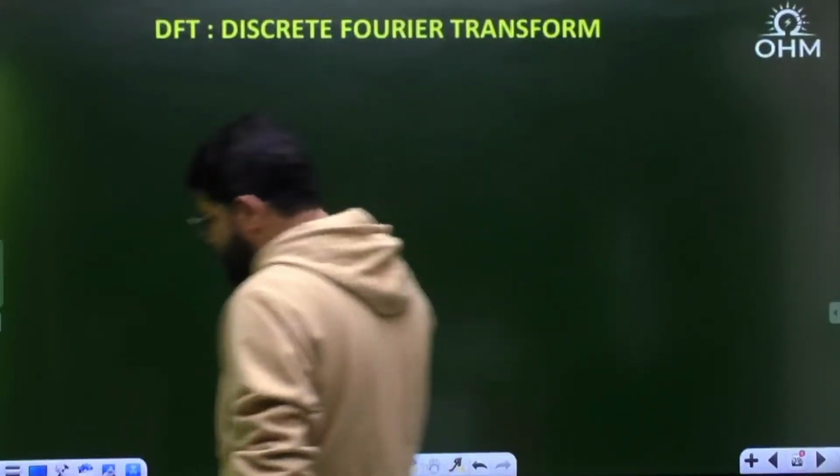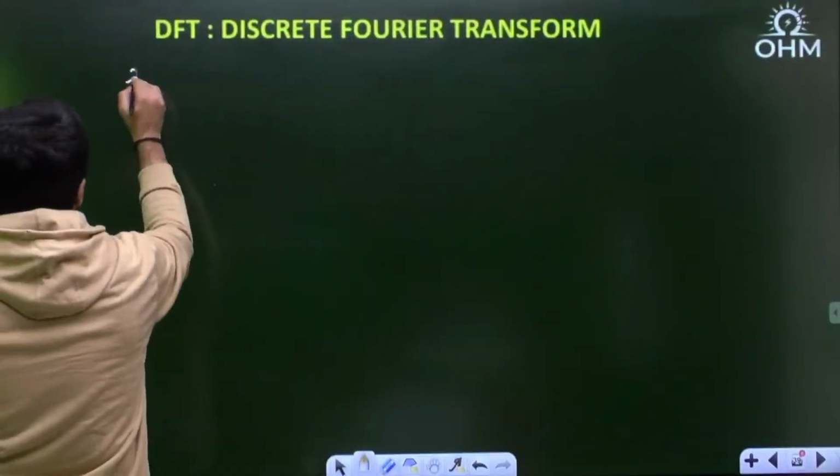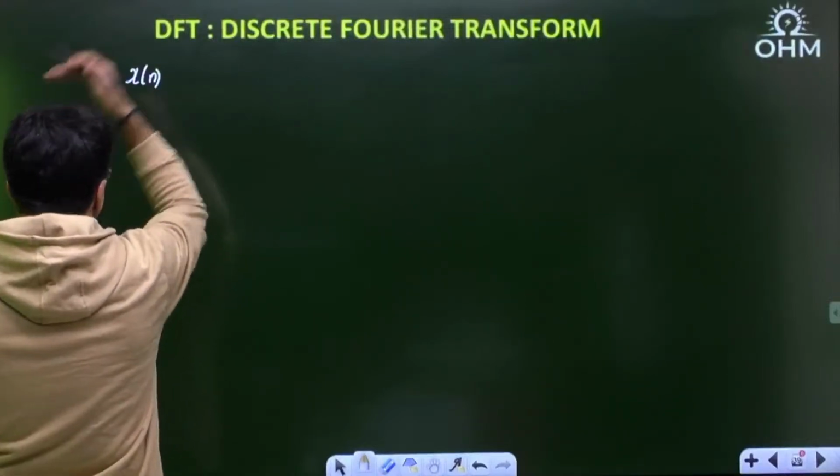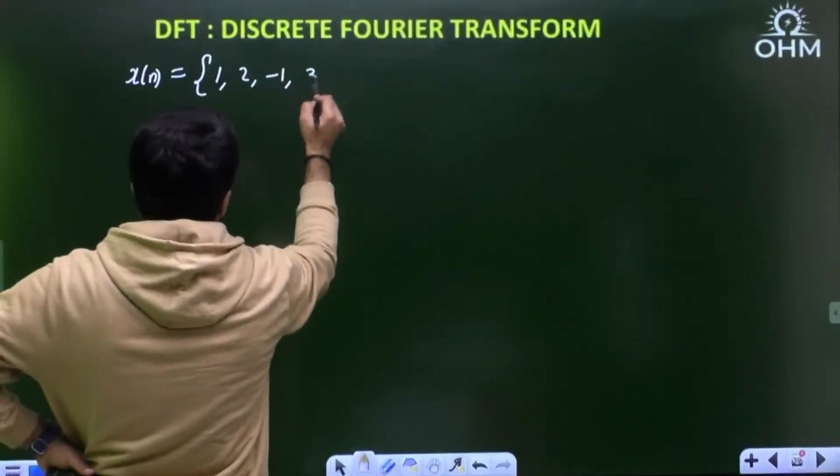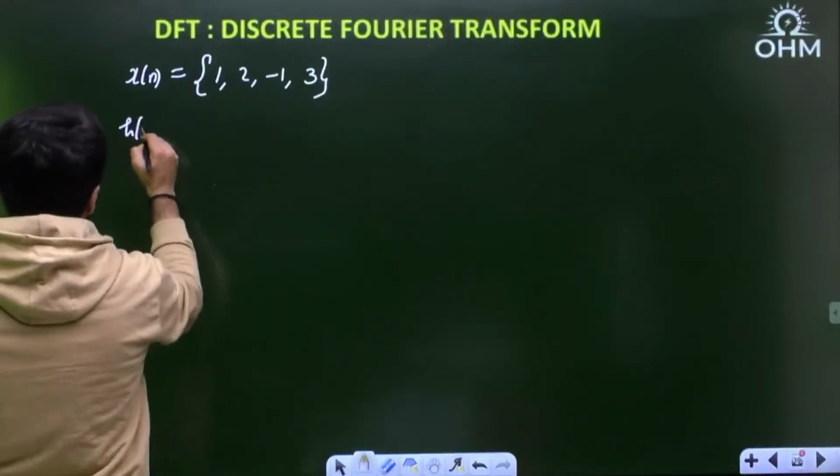I'll take two examples here. Suppose you take x[n] and h[n]. Let me take two signals, x[n] and h[n].